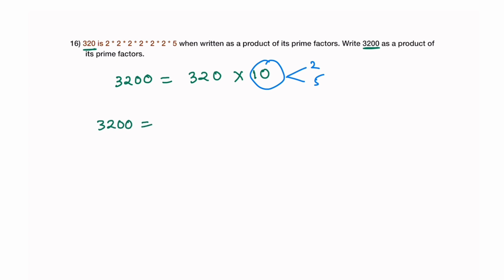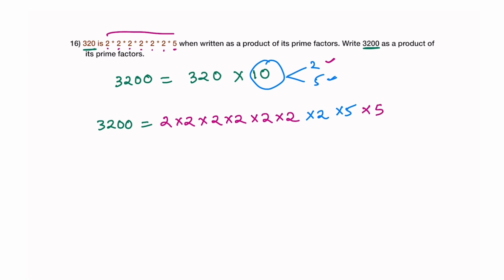3200 equals to, first we'll write for 320 all this. So 1, 2, 3, 4, 5, 6. And then do we have 2 here? Yes. So we are going to write that 2 here now, times 2. And then let's also write this 5. So times 5 because the next ones are 5 here and this 5 here.